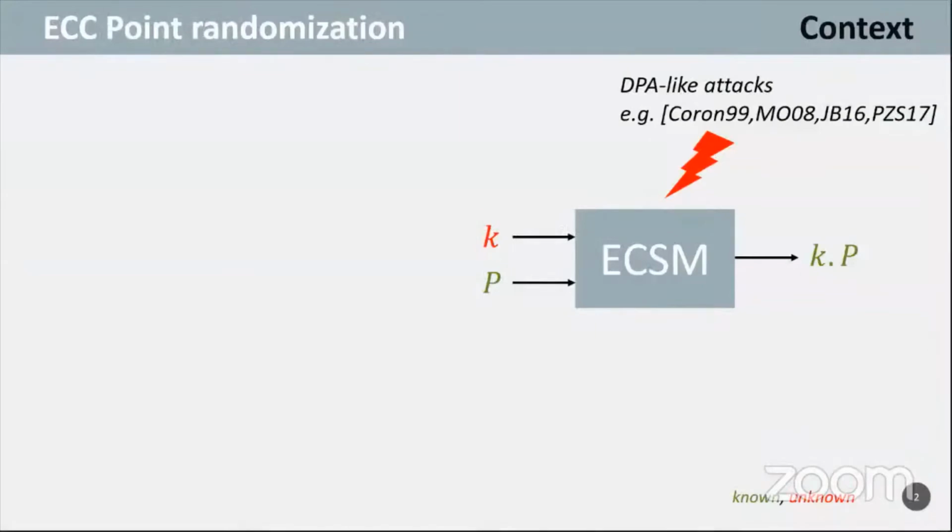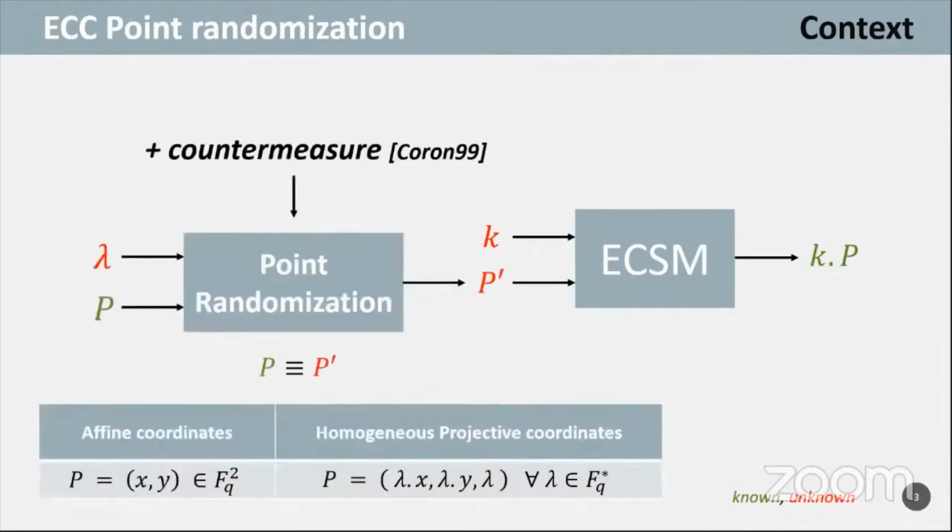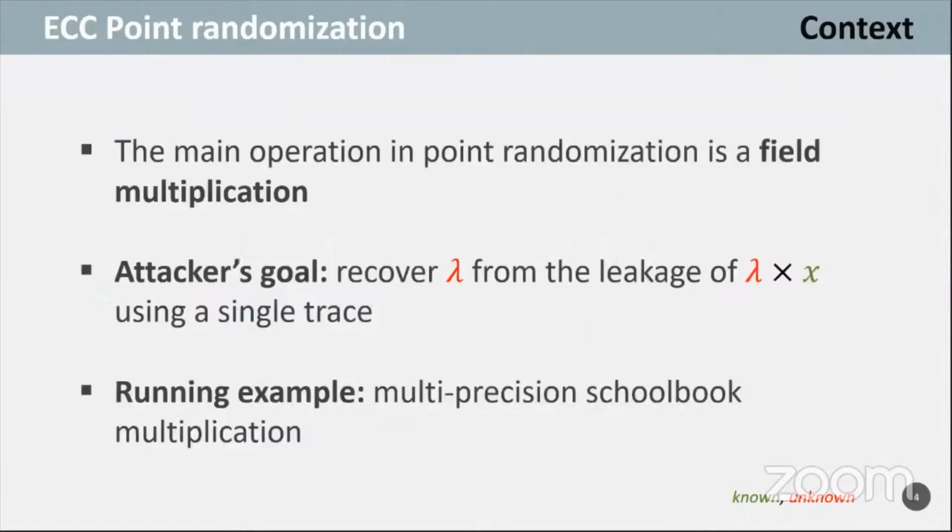We already know that single trace DPA attacks can be applied on the main ECC operation, which is the elliptic curve scalar multiplication, or ECSM for short, with the knowledge of the input point, denoted P. In order to hinder these attacks, we can use the point randomization countermeasure, which randomizes the input P into a point P prime by using a different elliptic curve representation and a random secret value, denoted lambda. In this work, we present the first systematic analysis of the point randomization countermeasure against worst case side channel attackers.